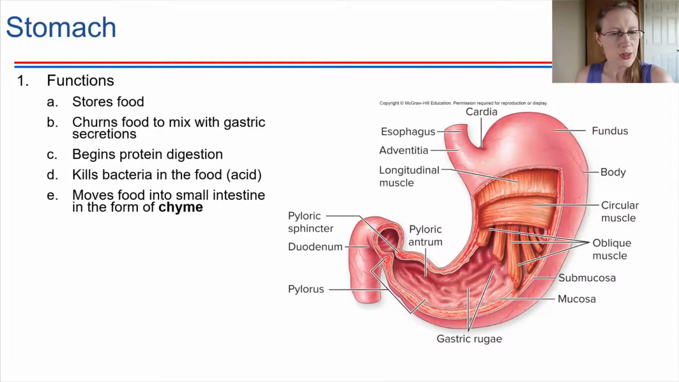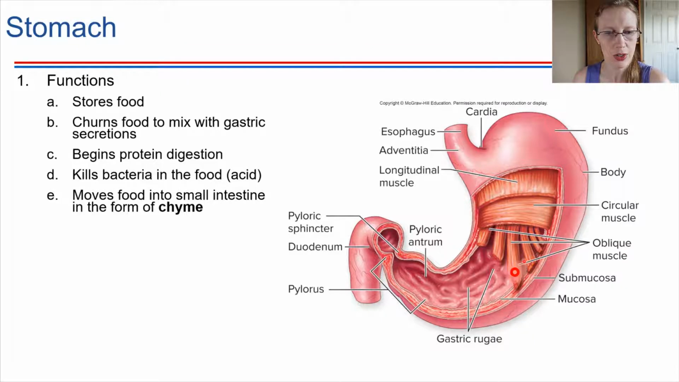The food, once it has been churned and mixed by the stomach, is now called chyme. That's this word right here, chyme, C-H-Y-M-E. Chyme is the form of food that then moves along into the small intestine. So let's just look at this layout of the stomach. We've said the esophagus, that's the tube that leads down to the stomach. Esophagus leads into the stomach.